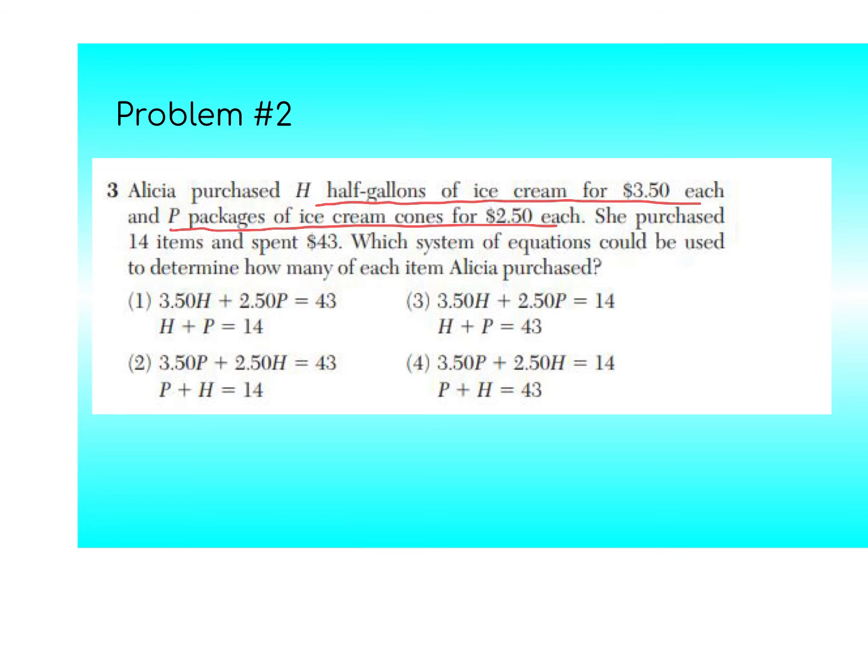So which one needs to include the money would be the one that includes your $3.50 and $2.50. So we are looking for the $3.50 for the half gallon and the $2.50 for the packages of ice cream to add up to 43. That means we need to rule out choice 3 and 4. She purchased 14 items. So which equation could be used? So here we have 350H and 250P would be our choice number 1, and that lines up correctly. The second one, they gave the P the 350, and we want it to be 250, so it's got to be choice 1.